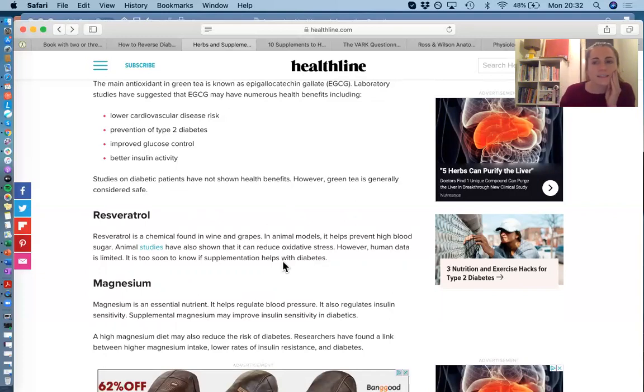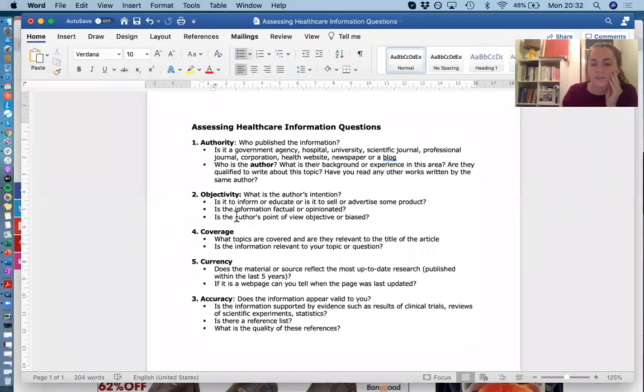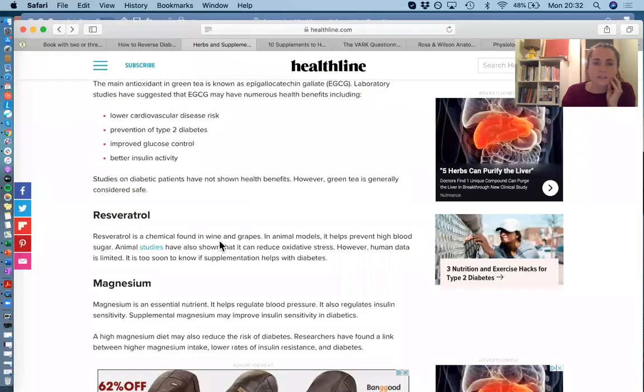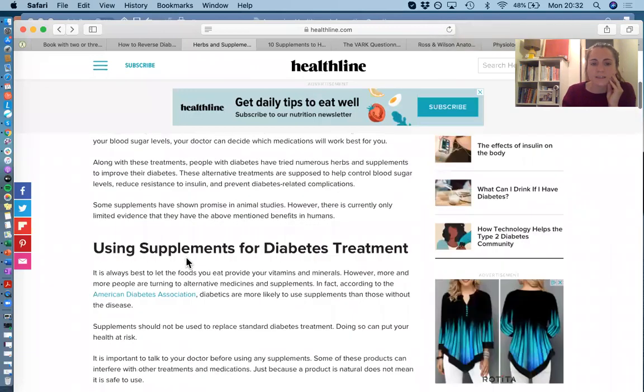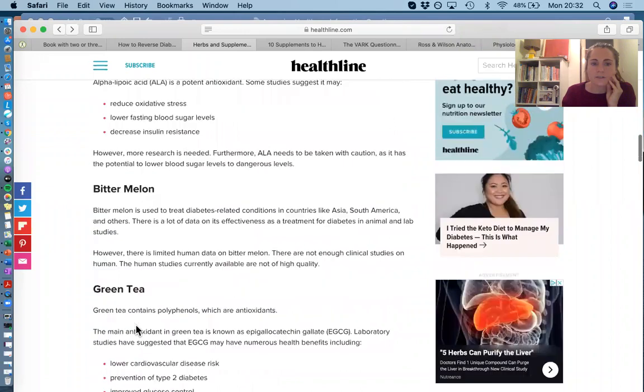So that's, if we come back here, so that's some of those questions and examples of answers there. Then there's coverage. So what topics are covered and are they relevant to the title of the article? So you can see here, they are in this case. So it's herbs and supplements for diabetes. And then it has a list of different herbs and nutrients.